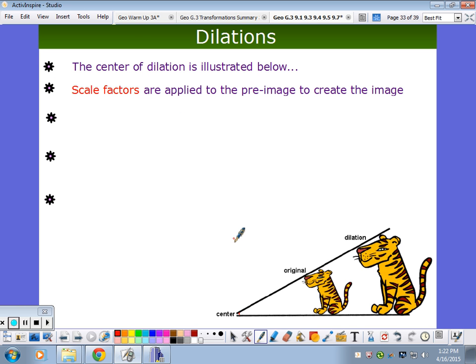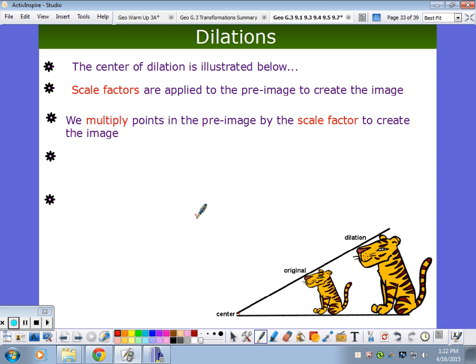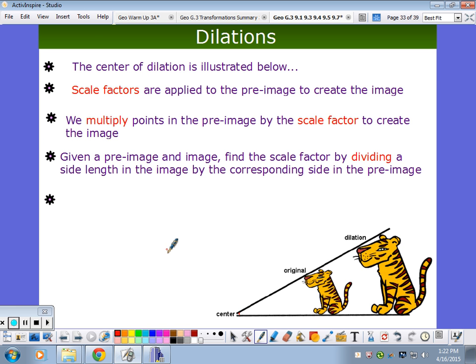The scale factor is what you apply to the pre-image to create your image. So on this original image, we applied a scale factor. The scale factor is multiplied. It's a multiplier on the pre-image. Not really sure how much bigger this thing is. 2 times, 3 times, I'm not sure. So let's say it's 2 times bigger. Then you would take every point here, multiply by 2, you get the points over there. Multiply, multiply, multiply. So if you know that you have a pre-image and an image, you can actually find the scale factor.